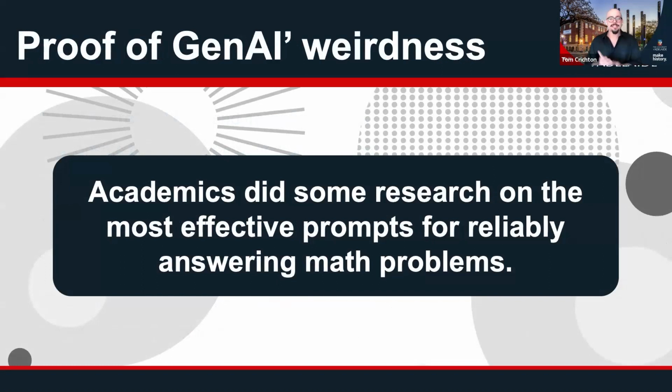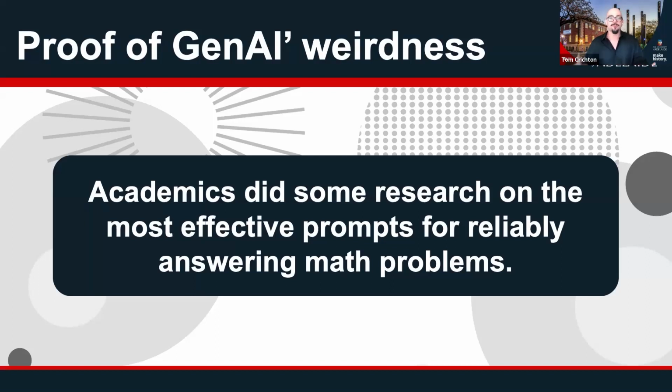Some academics recently did some research on the most effective prompts for reliably answering maths problems. Now, the fact that a Gen AI model trained using a large language model can even answer maths problems at all is kind of weird. At least to start with, most of these tools weren't specifically trained to answer maths problems. It learnt how to do maths problems simply by learning how language works, using things like maths textbooks, for example. So the fact that they can answer maths problems at all is a little bit weird. But recently there was some research into what would make the most effective prompt for reliably answering maths problems.